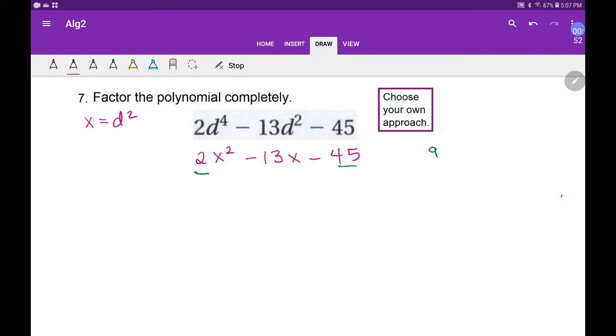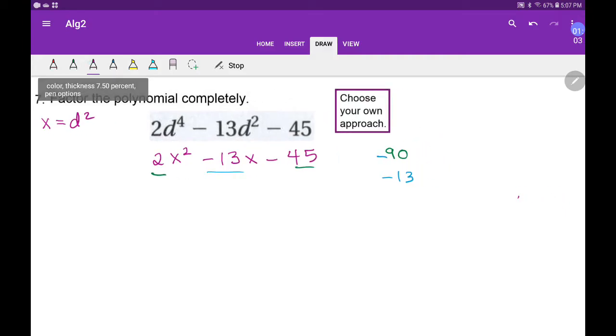2 times 45 is 90, and then it's supposed to add up to negative 13. Oh, that's negative 90, sorry. It's supposed to add up to 13, so I'm going to skip a couple. I know it's not 1 and 90. I know it's not 2 and 45. Well, I know it's not 10 and 9 either. How about 15 and 6? No, 15 and 6 don't work either.